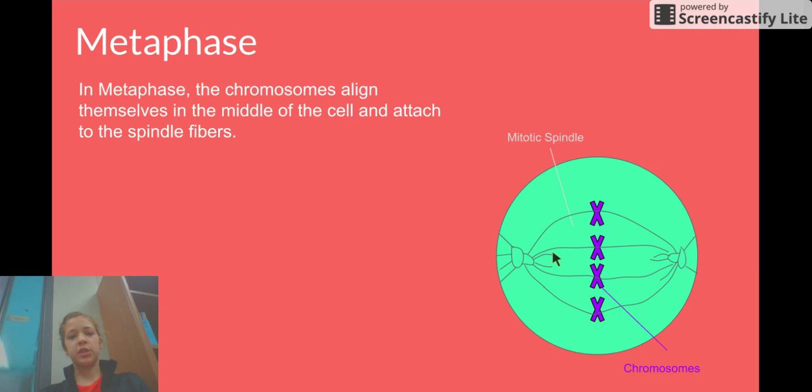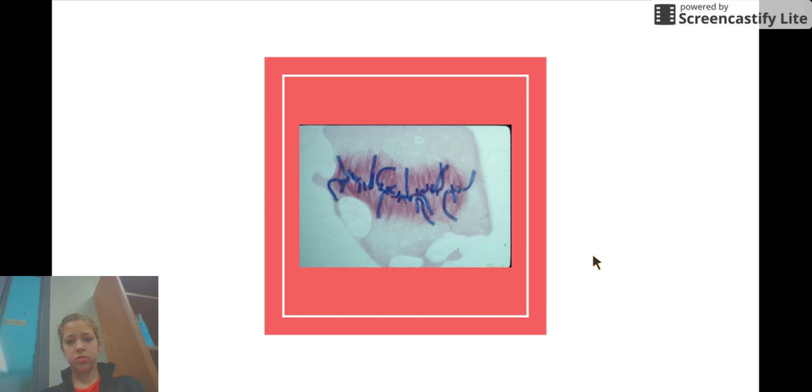In metaphase, the chromosomes align themselves in the middle of the cell and attach to the spindle fibers. As you can see, the spindle fibers are holding it in place, almost like a tug of war. And you can see the chromosomes are lined up in the mitotic spindle. Here's metaphase.